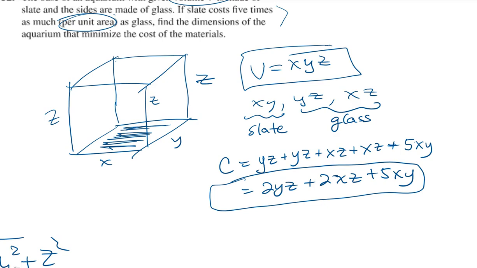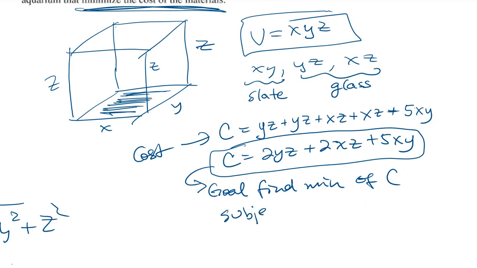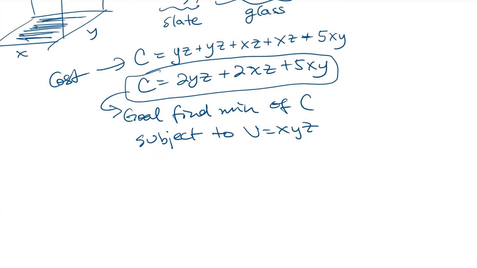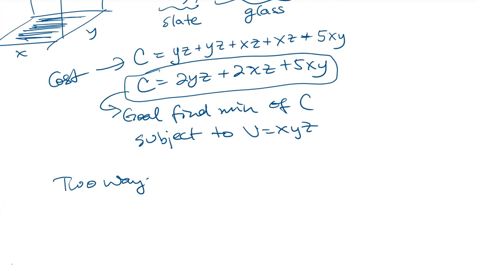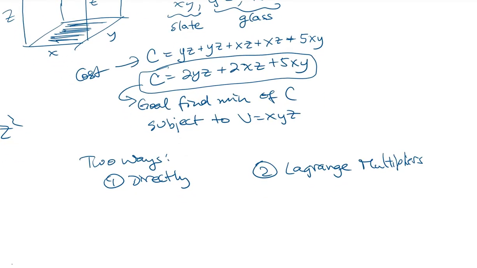Let me use a different letter for this: it's the cost, C. The constraint is V because we need to find the minimum of the cost of the materials. So the goal is to find the minimum of C, the minimum of the cost, subject to V equals XYZ. So there are 2 ways to solve this. One is directly, and the second one is using Lagrange multipliers.